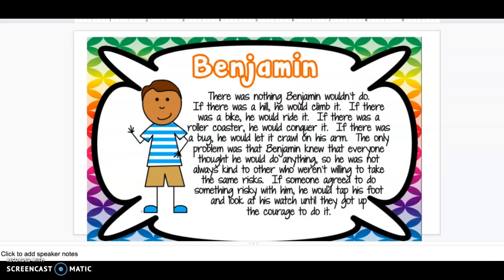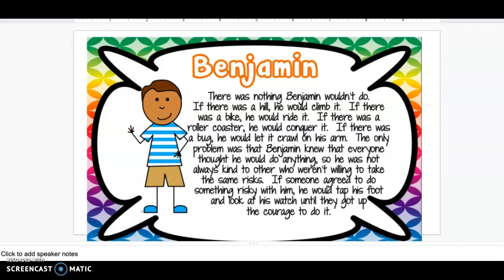There was nothing Benjamin wouldn't do. If there was a hill, he would climb it. If there was a bike, he would ride it. If there was a roller coaster, he would conquer it. If there was a bug, he would let it crawl on his arm. The only problem was that Benjamin knew that everyone thought he would do anything, so he was not always kind to others who weren't willing to take the same risks. If someone agreed to do something risky with him, he would tap his foot and look at his watch until they got up the courage to do it.